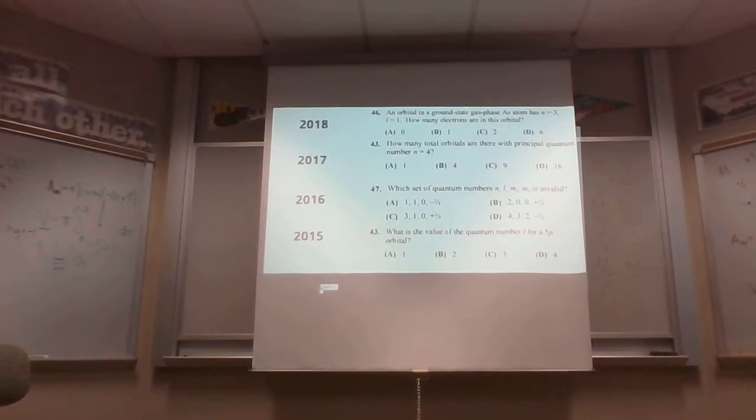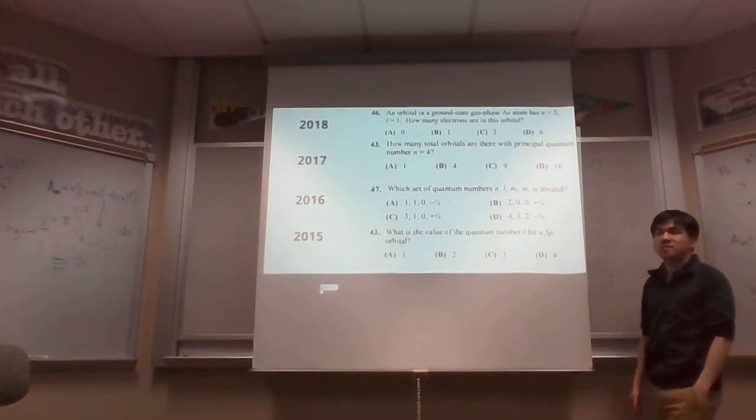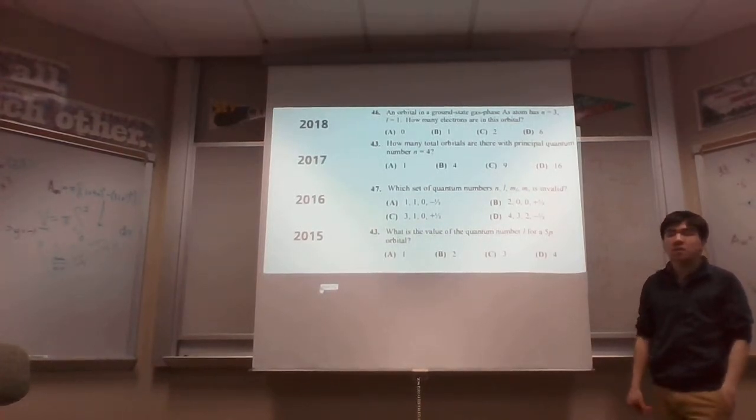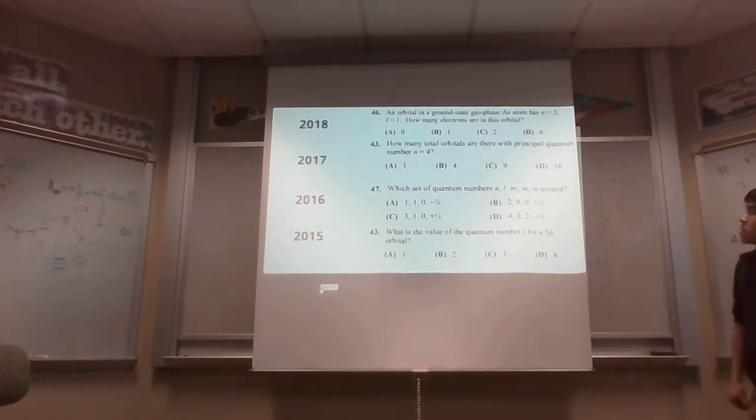Okay, is everyone good with these? Yeah, I'm all good with everything except for 47. So which set of quantum numbers N, L is invalid? I thought each one is invalid except for one. For A, you have to know that N starts at 1. So you start at the first shell.